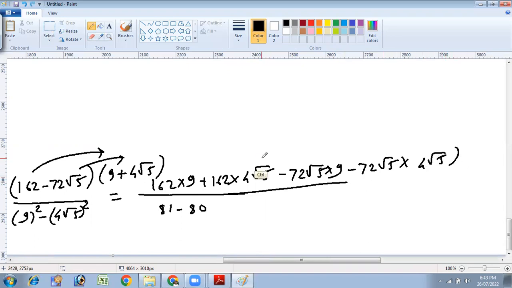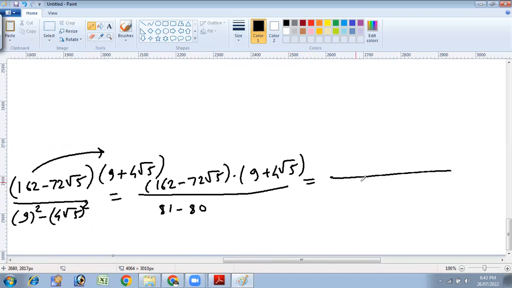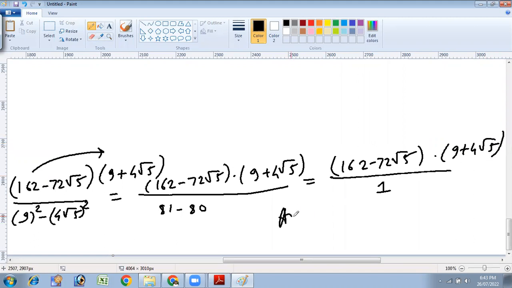If you don't want to solve, simply do one thing. Keep the bracket as it is. In an exam, suppose you don't have much time, simply write 162 minus 72 root 5 and 9 plus 4 root 5, keep as it is. Only rationalize the denominator. Denominator you will get 1. So 162 minus 72 root 5, and this is your answer. Understand how to solve this question?